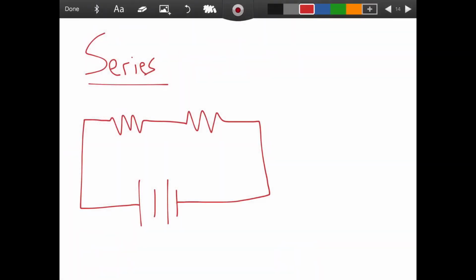Talk a little bit about the two types of circuits and a little bit about the meters in these circuits. If we were to connect an ammeter, for series it doesn't matter where we put it, but we do have to put it in series. So it has to be where all the current will pass through it. And in a series circuit, all of the current is the same no matter where we are.